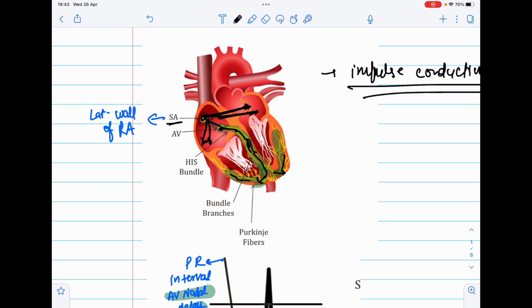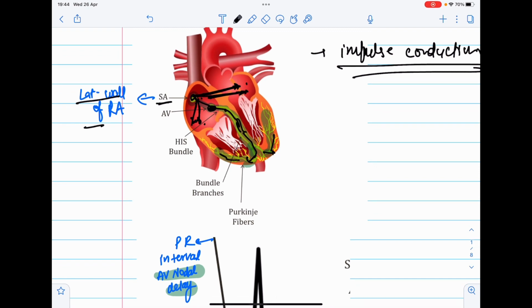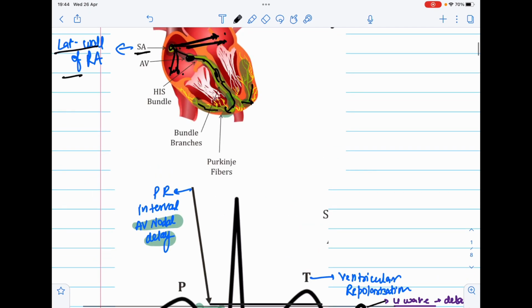For that we will say that this SA node is located in the lateral wall of the right atrium. This SA node will depolarize first and it will send the impulse to the right atrium, the left atrium, and the AV node also. From the AV node this electric impulse will go to the bundle of His. From the bundle of His this impulse will go to the Purkinje fibers. From the Purkinje fibers the ventricle will depolarize. So this is happening in the whole QRS complex, the whole ECG. This phenomenon will go on and we can record this activity on ECG.